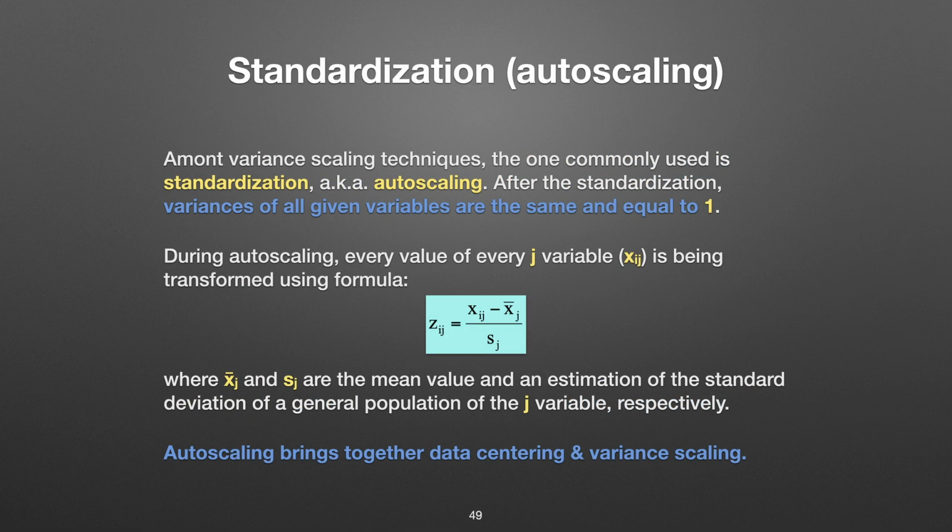Among variance scaling methods, the one most commonly used is standardization, also known as autoscaling. After autoscaling, all variables have the same variance, equal to 1, and each value is transformed using the familiar formula. Subtract the mean of the variable, then divide by its standard deviation. So, autoscaling combines data centering and variance scaling in one operation. That is why it is so popular. It is efficient and conceptually clean. In other words, autoscaling is the chemometric equivalent of saying, everybody line up, calm down, and stand on the same scale.